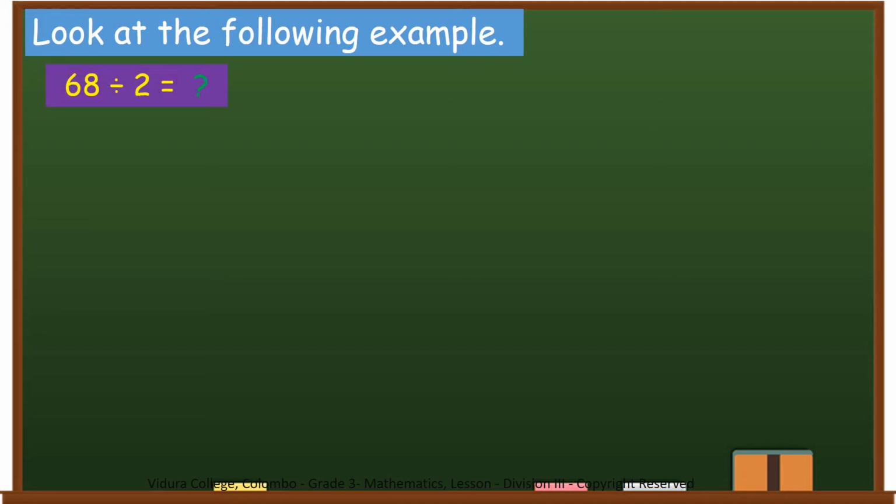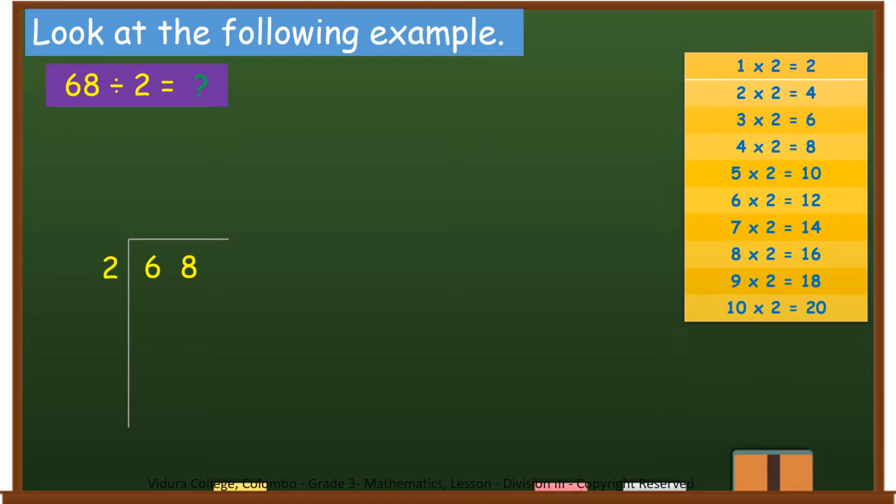68 divide 2. First you can write the numbers as follows. Then you can write the multiplication table aside of your book. Then you can write D, M, S, B, the steps of long division. First, what you have to do? First, you have to divide. Divide 6 by 2. 6 by 2, the answer is 3. Write 3 on top of 6.